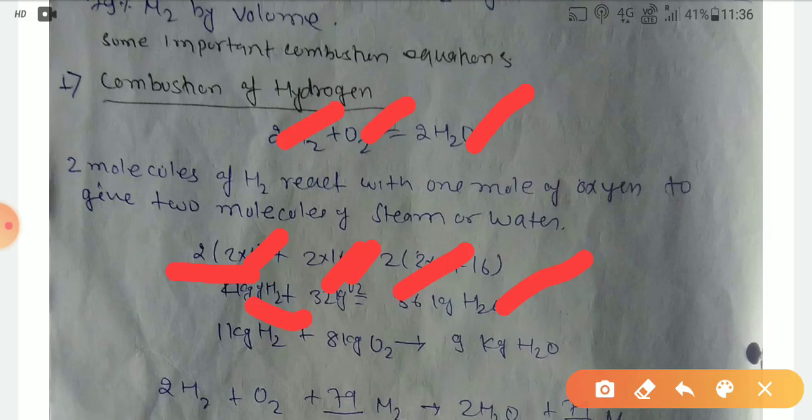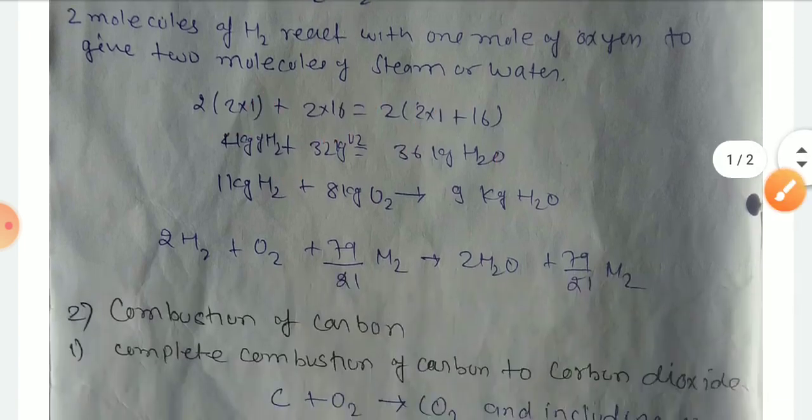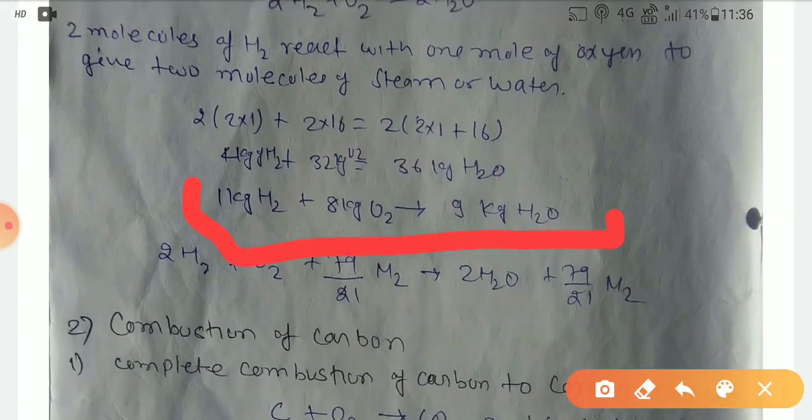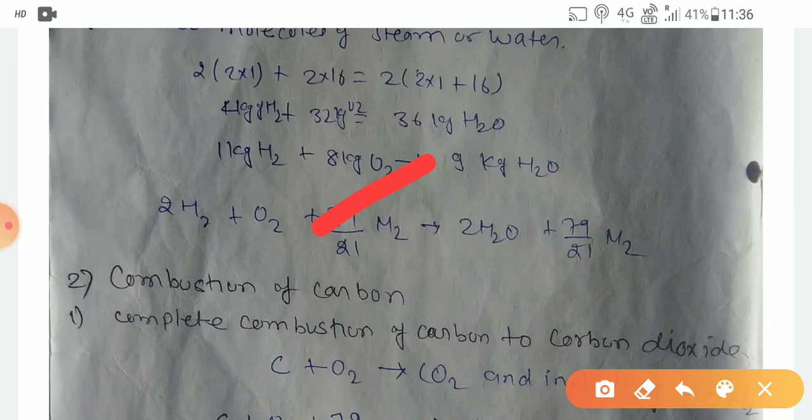So I write it on the basis of 1 kg: 1 kg of hydrogen reacts with 8 kg of oxygen to form 9 kg of water. This is our basic relation, and it is very important when you solve a problem, so remember these things. And on the nitrogen basis, you can write it here.